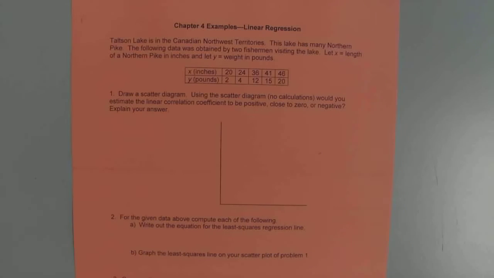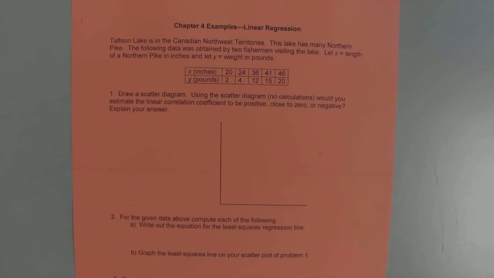So chapter 4 example with linear regression, it says we're in Tolson Lake in the Canadian Northwest Territory. This lake has many northern pike. The following data was obtained by 2 fishermen visiting the lake. Let X represent the length of a northern pike in inches and let Y represent its weight in pounds.